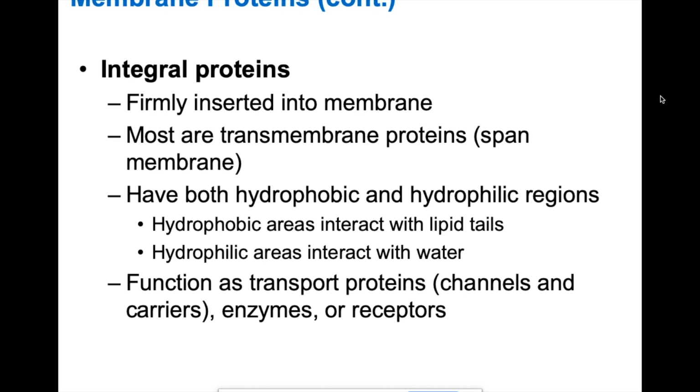They function in transport, as I said, because they are like channels. They're gateways that exist through the membrane, on both ends of the membrane, so things can easily pass through. Of course, there are certain things that they do not allow to pass through. They can also function as enzymes or receptors to carry signals to the interior or exterior surfaces of the cell.